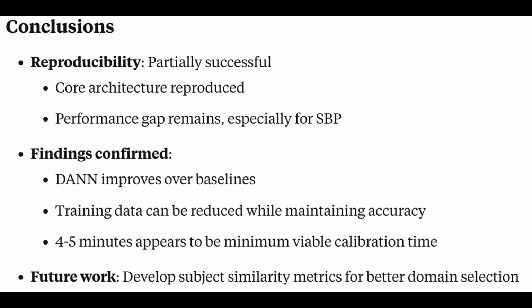In conclusion, our reproducibility study was partially successful. We were able to implement the core architecture and confirm several key findings from the original paper. DAN does improve performance over simpler baseline methods, and training data can be reduced while maintaining reasonable accuracy. However, we couldn't match the exact performance reported in the original paper, especially for systolic blood pressure. Our results suggest that 4 to 5 minutes is indeed the minimum viable calibration time, aligning with the original paper's conclusion. For future work, developing better subject similarity metrics could improve domain selection and further reduce calibration requirements.